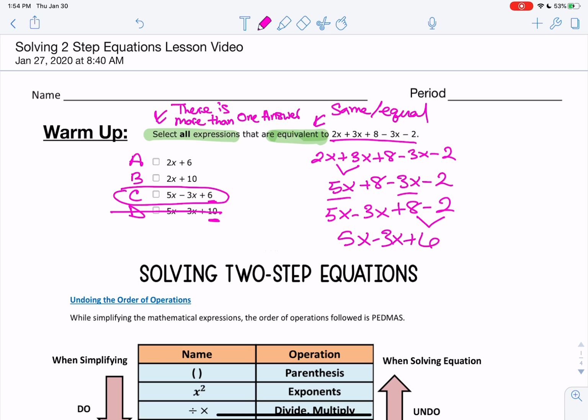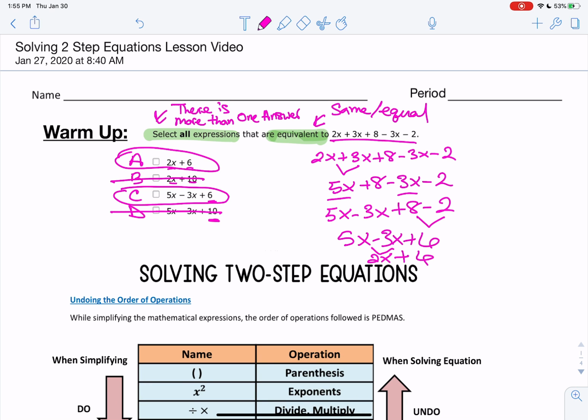Now, based on that, I know automatically that B cannot work because B has this 10 and we just realized that it's a 6. And they also have A and B only 2 terms, not 3, like C and D, right? They only have the 2x and then either 6 or 10. So let's go ahead and wrap this up. We have 5x minus 3x, that's definitely a 2x, and we have the plus 6. So it can't be B, but it's definitely A and C. So that would be the answer, A and C.